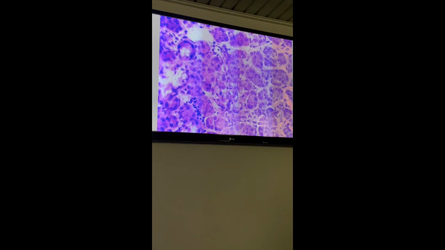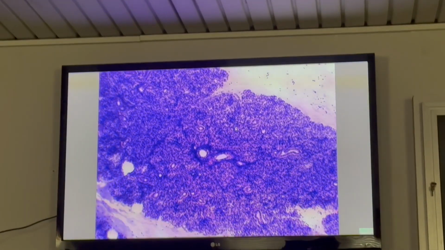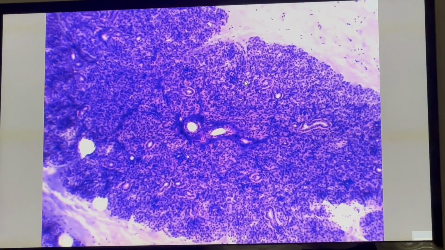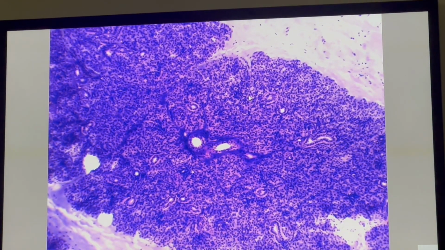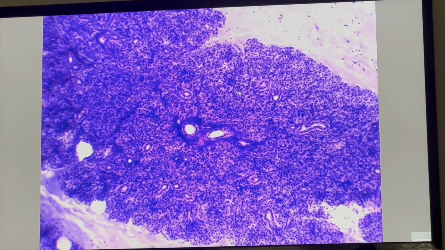This structure called serous acinus. It consists of secretory portion and duct portion. The secretory portion of parotid gland consists of serous cells.